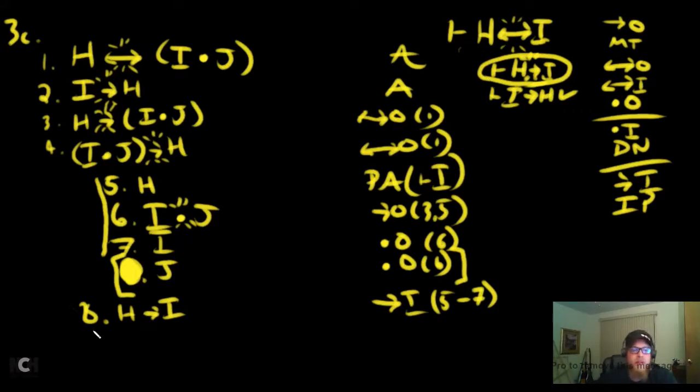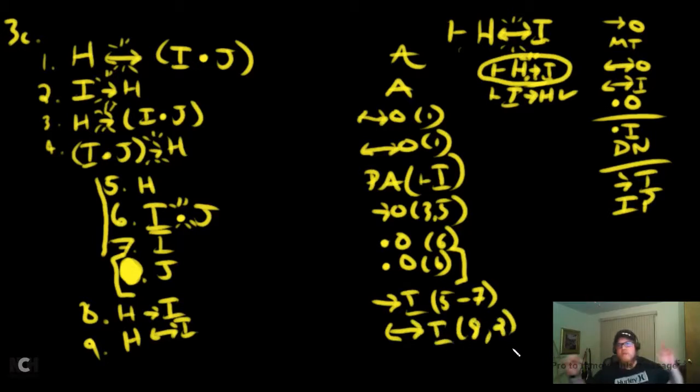H double arrow I. So in fact, that's what we do. Line 9, H double arrow I. That is a double arrow in. Where do we get those pieces? Line 8 and line 2, and this problem is done. All right, let's take a look at number 4.